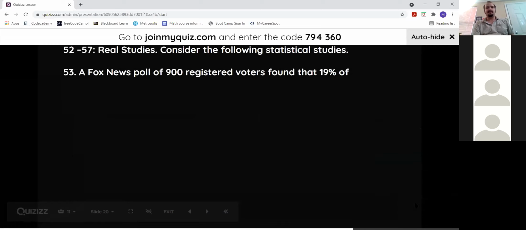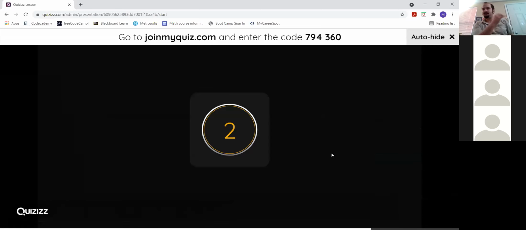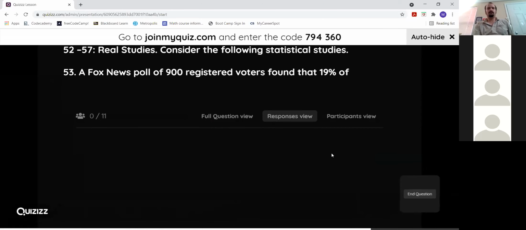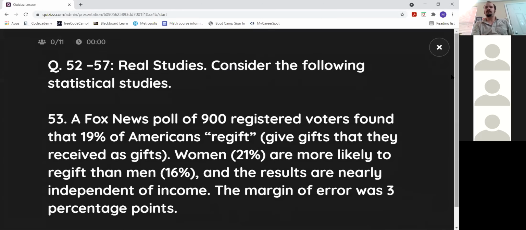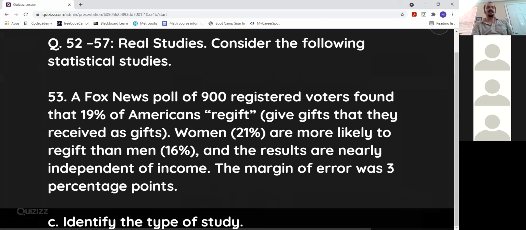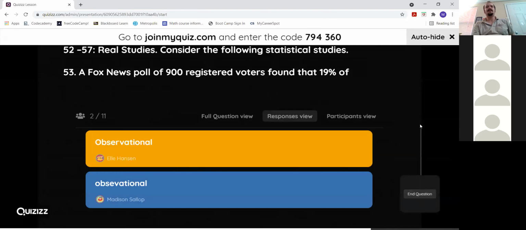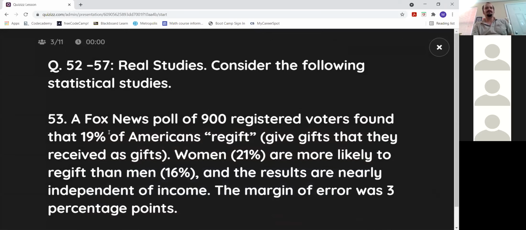And what does the next slide say? Identify the type of study. So what type of study is this? Is this experimental? Is it observational? Is it retrospective? So I think it's observational. I don't think this would be retrospective because they're not drawing anything based off of whether they regift or not.